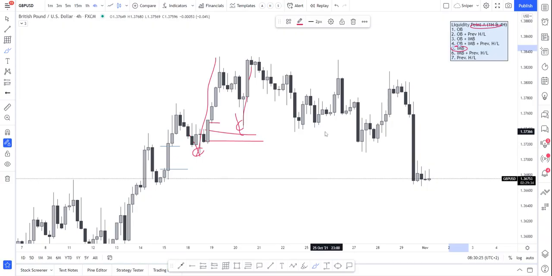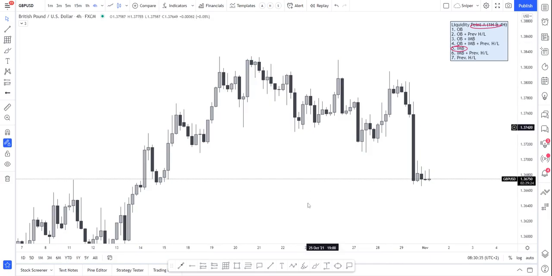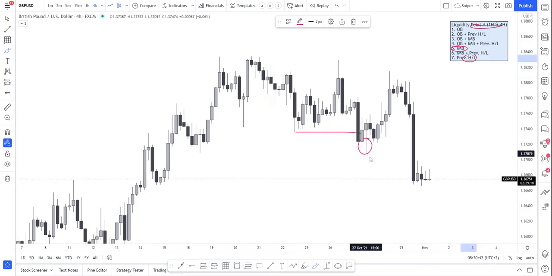Here we have a sweep. Price sweeps this liquidity and then moves towards the upside. But now we can combine it with a few things. So we can see in this area we have a previous low. Price sweeps it, so we have a previous low. But there's something more, something else as well.